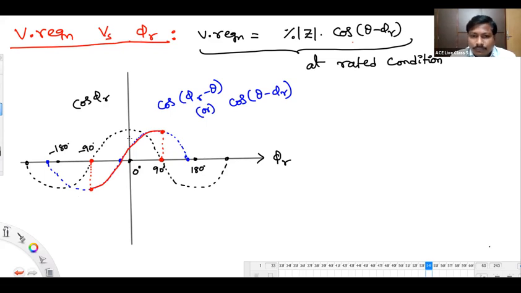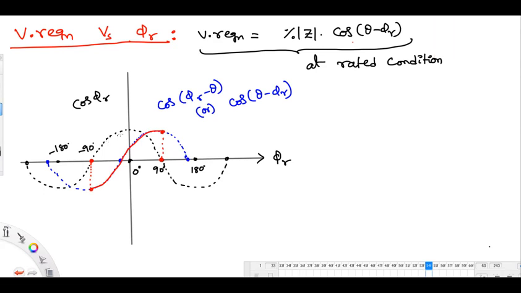But the power factor angle has a range only between minus 90 and plus 90. Yes, sir, that's why I'm taking only from minus 90 to plus 90. Whatever portion of this blue curve we have, that's the voltage regulation curve. Okay, sir. Thank you, sir.